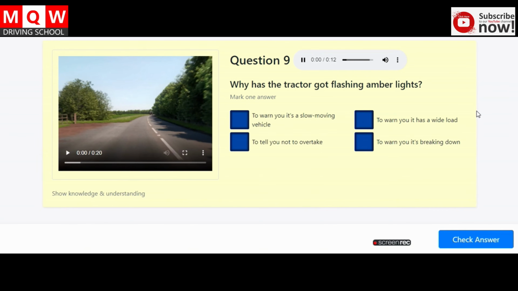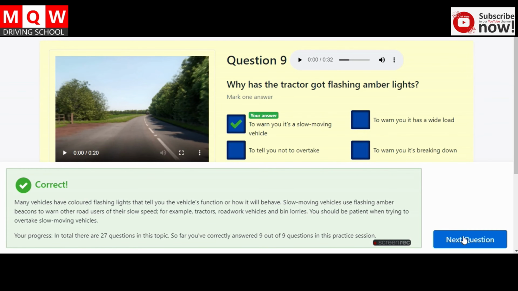Why has the tractor got flashing amber lights? To warn you it's a slow-moving vehicle. To warn you it has a wide load. To tell you not to overtake. To warn you it's breaking down. Yellow beacons are for slow-moving vehicles, so that's the best answer.